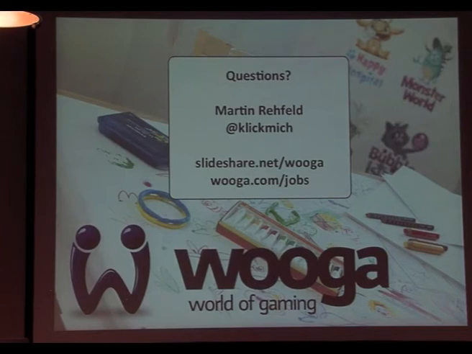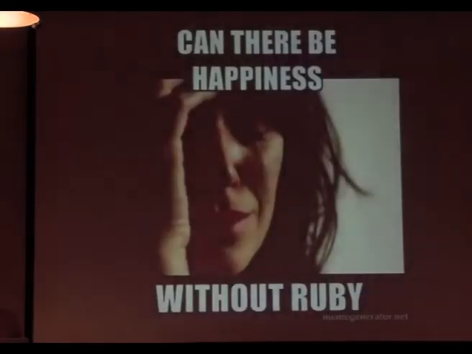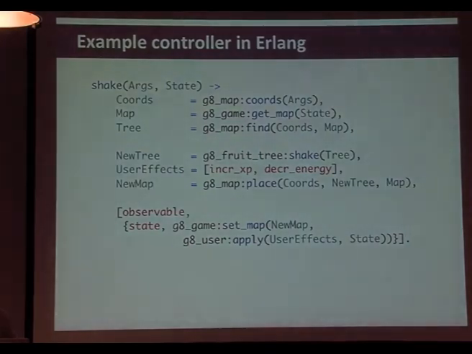I noticed something interesting in the Erlang code that you showed, like how you record the deltas to the user state. For example, you have a list of user effects, decrease experience, decrease energy, and does this information propagate back to the client, or is it like dual simulations running in parallel?